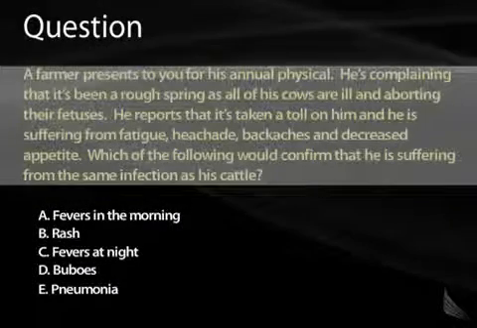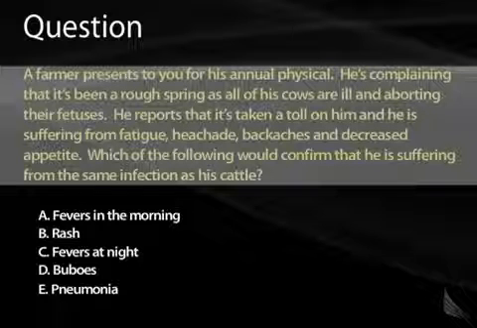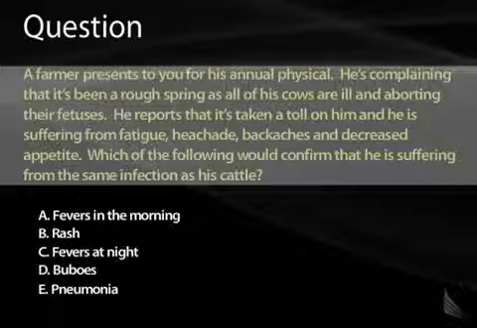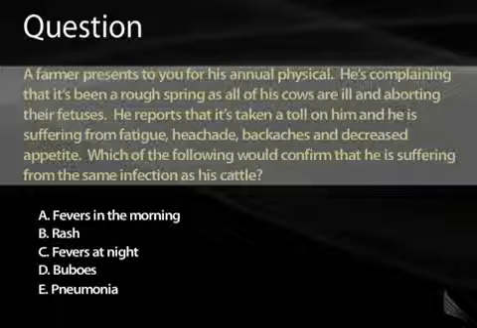A farmer presents to you for his annual physical. He's complaining that it's been a rough spring, as all of his cows are ill and aborting their fetuses. He reports that it's taken a toll on him and he's suffering from fatigue, headaches, backaches, and decreased appetite. Which of the following would confirm that he is suffering from the same infection as his cattle?